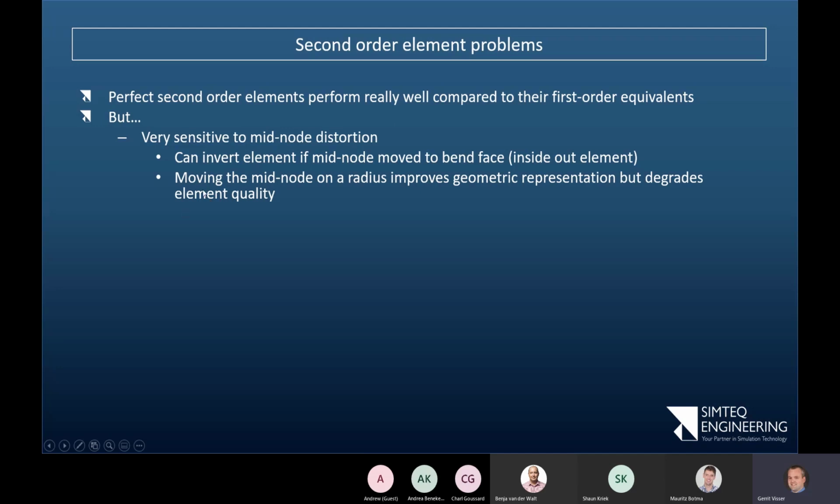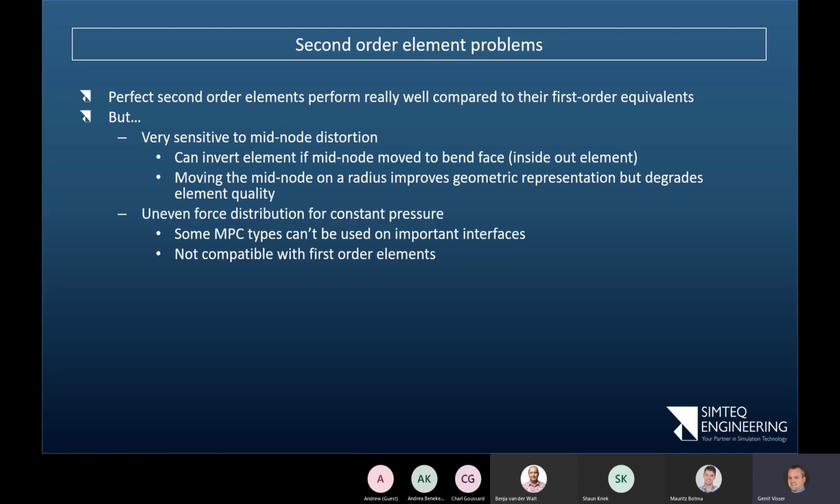Okay, so if I take an element on a fillet, for example, and I take that mid-node and move it onto the radius, I get a much better representation of the geometric properties of the part. That's the upside, so I better represent the reality in terms of volume of the element. The downside is the element degrades in accuracy, which means it's a toss-up whether it's actually more accurate to move it or to simply leave it halfway in between. I'll show you some examples later of what I mean by that.